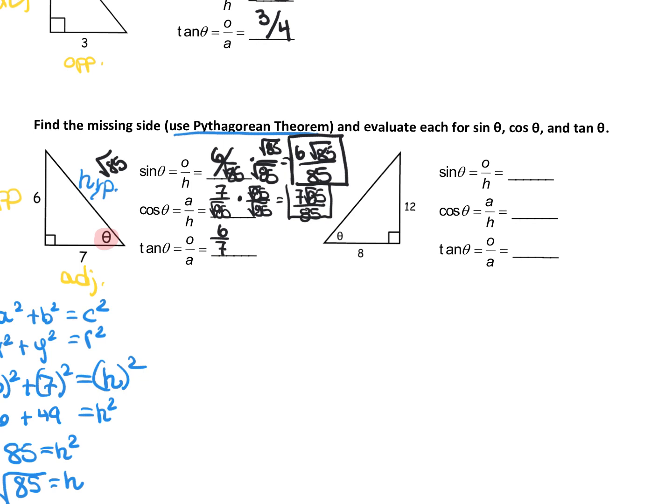So go ahead and take a second, pause the video, do just the Pythagorean theorem piece and find the missing piece of the next triangle. Unpause the video and check, and then let's go through and find the trigonometric ratios of that triangle.